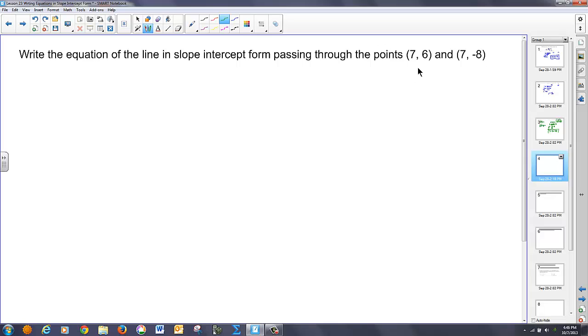Similar problem next. This one will have a twist in it though. Let's take a look at it. Again, we have 2 points that the line goes through. So I'll take y2 minus y1 over x2 minus x1. Here's the first point.